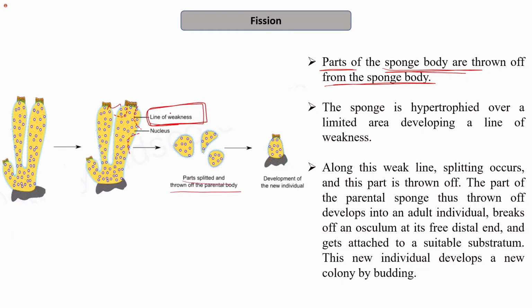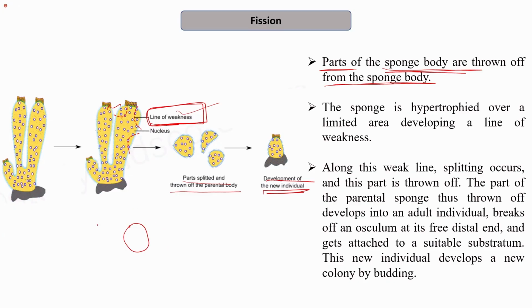You can see that this line of weakness leads to the pinching off. It's simply the pinching off, where the parts are split and thrown off the parental body, and these parts then develop into new individuals. So this is the process of fission. Fission involves the dividing of anything into different parts.